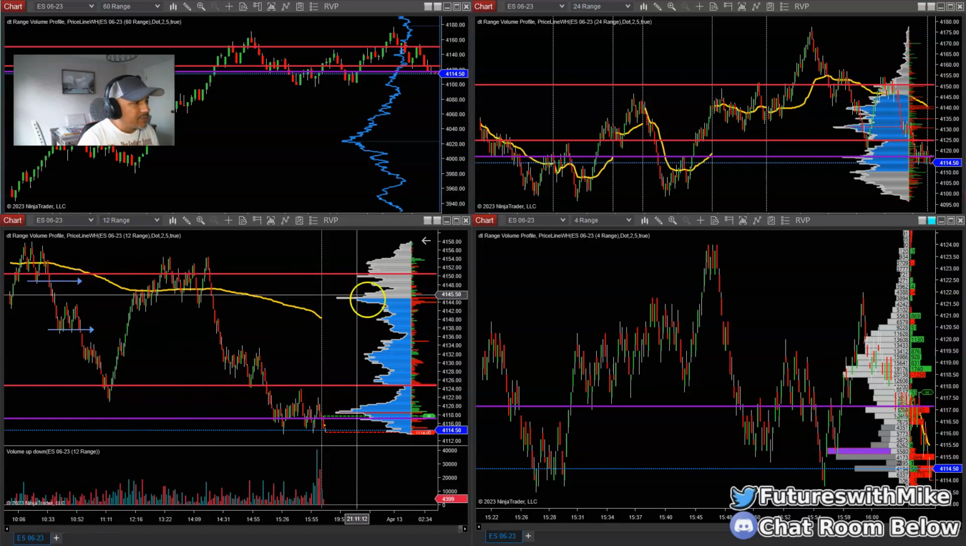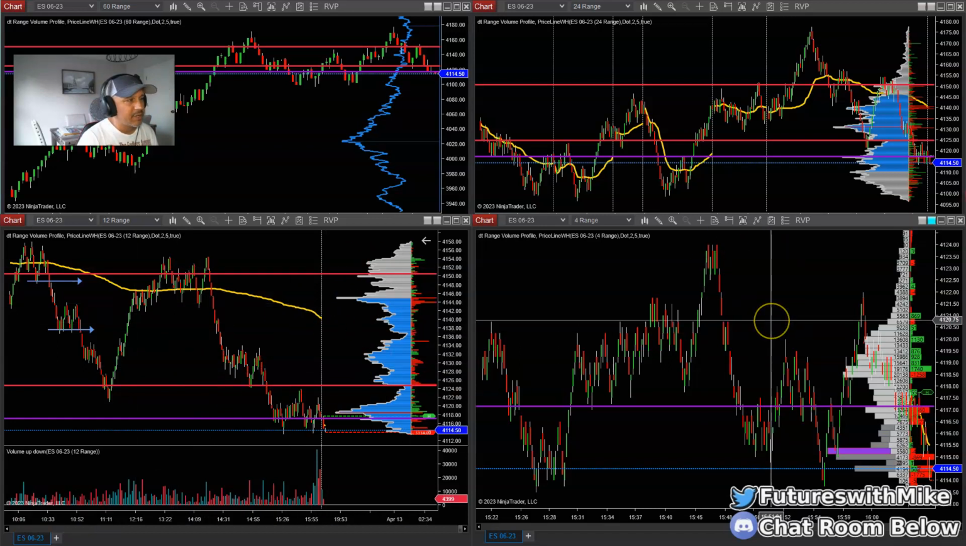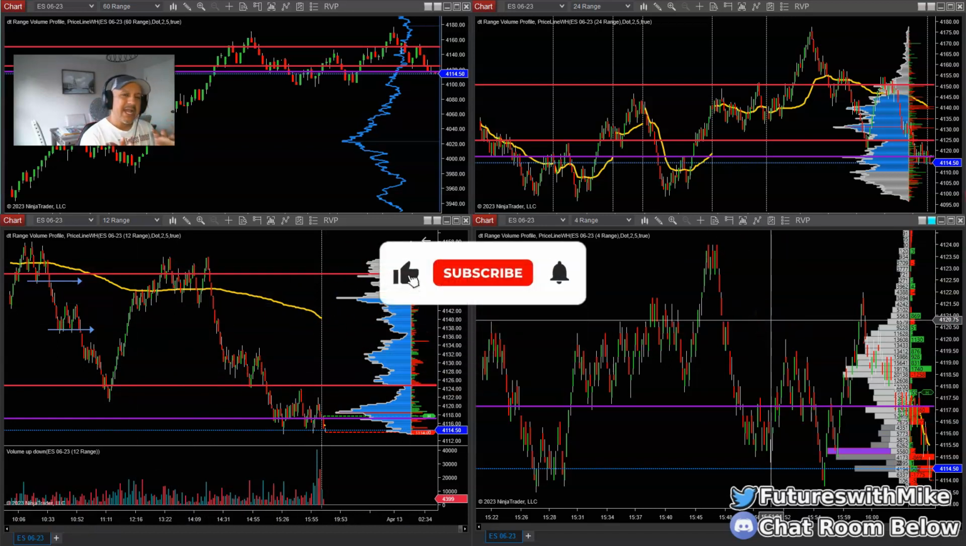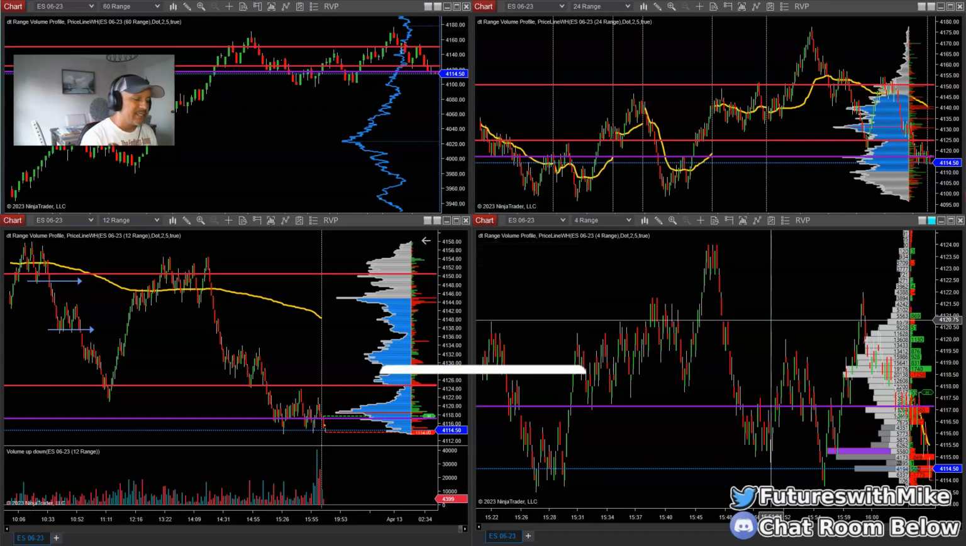I'm going to be using my 12 range chart and a 4 range chart. Now, again, I'm not even going to really use the higher time frame, even though higher time frame analysis is great, but you don't always need to be taking your trades in the same direction as the higher time frame. Not in all instances.